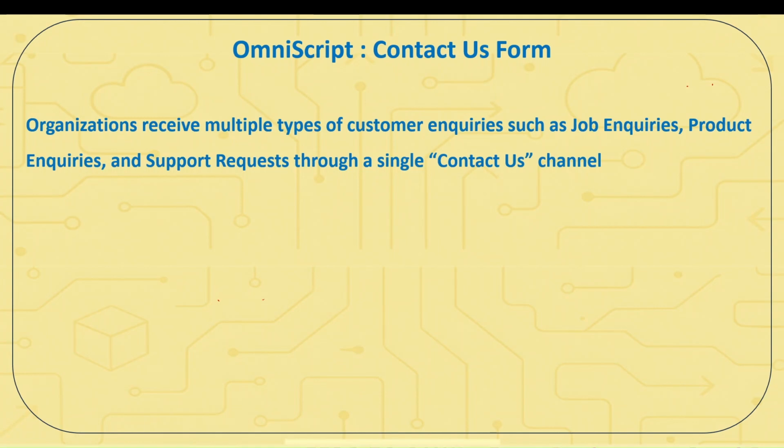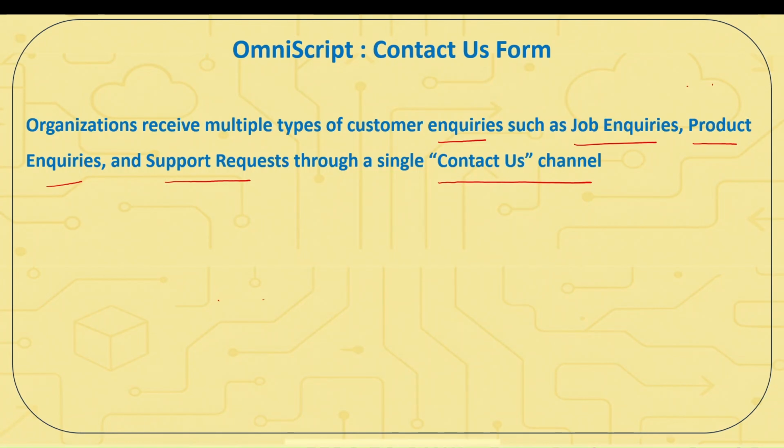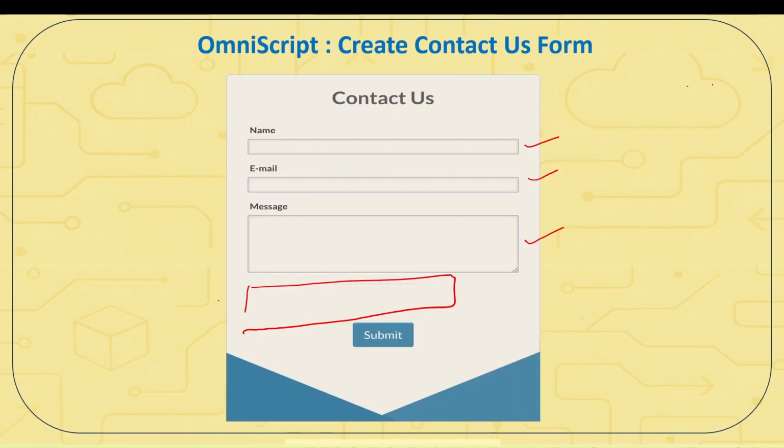What's the problem statement? One of the organizations is receiving multiple types of customer inquiries. Those may be job inquiries or product inquiries or any support request through a single contact us channel. And for that, we need to create a contact us form. This is a simple contact us form that we will create initially to add name, email and some message. Later on, we will modify it to add a pick list here for the type of customer inquiries. It may be job inquiry or product or support request. So let's see how we can do this.